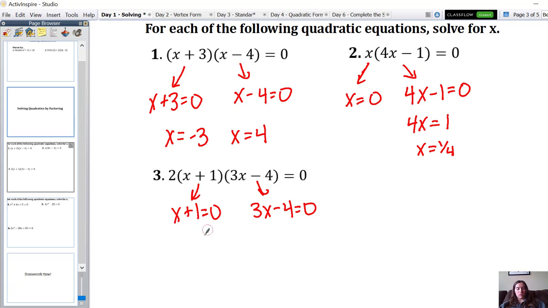Then from the first one, we can subtract 1, so x is equal to negative 1. From the second one, we can start by adding 4 and then dividing by 3. And those are our two values where this graph would cross the x-axis.